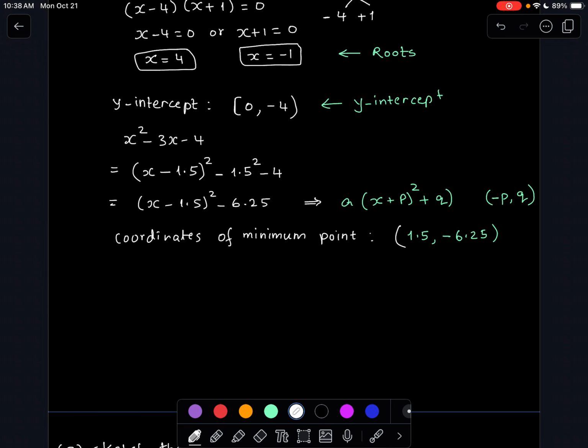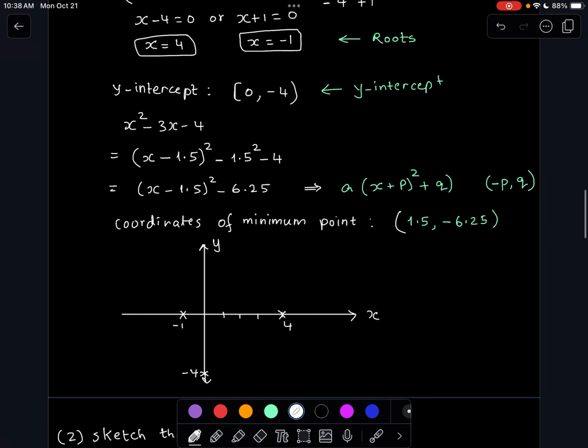So the graph is going to be over here. Important to label the axis, y and x. So we're having the first root as -1. So let this be -1. And we have +4 approximately over here. The y-intercept is -4. So can I just indicate here -4? Yeah. So the graph is going to have a minimum at -6.5.